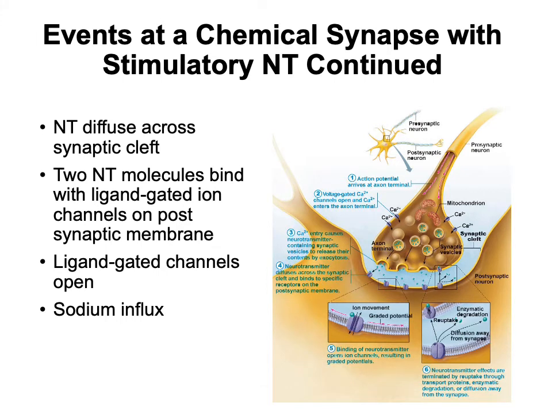Events at a chemical synapse with a stimulatory neurotransmitter continue. So now we've had the neurotransmitters released into the synaptic cleft. Now these neurotransmitters have to diffuse across the cleft via kinetic energy, and they will bind with ligand-gated ion channels on the postsynaptic membrane. It takes 2 neurotransmitter molecules to bind with an ion channel to activate it. The ligand channels will open and will allow sodium to enter the cell.